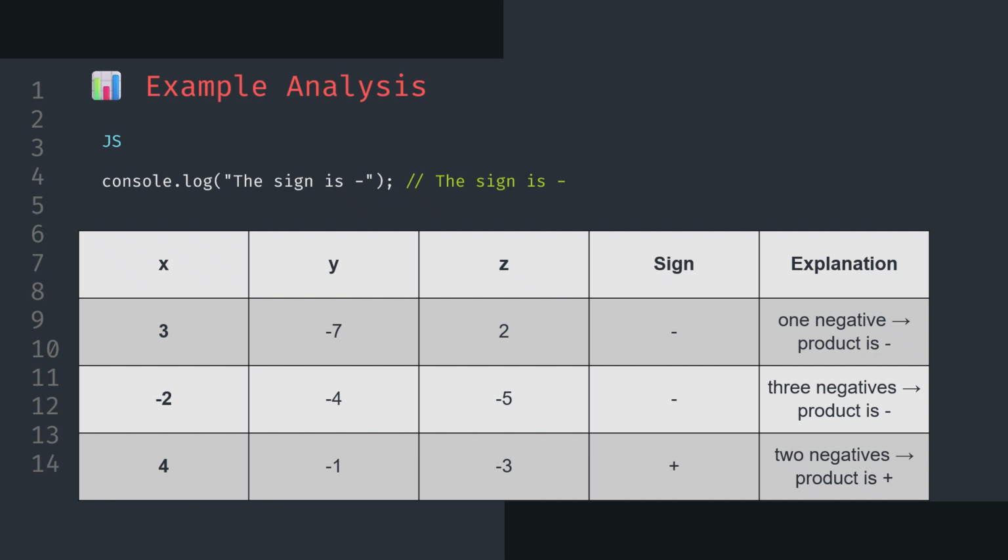Let's explore some examples. If you have one negative like 3, -7, and 2, the sign is negative. Three negatives also yield a negative product. But with two negatives like 4, -1, and -3, the product is positive. This helps reinforce our understanding of sign rules.